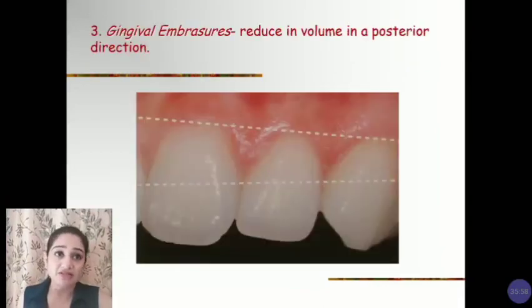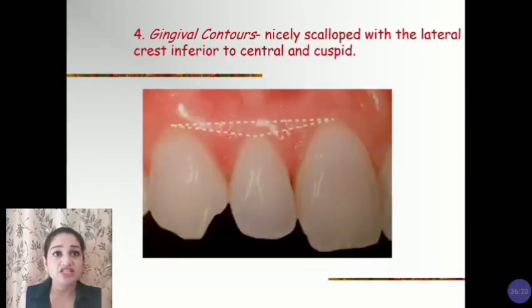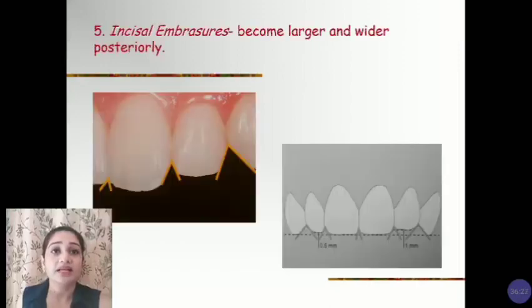Coming to gingival embrasures, they reduce in volume in a posterior direction. As we go from anterior to posterior, the embrasure size decreases. So always remember to reproduce these aesthetic considerations into the final prosthesis, be it laminate or any kind of crown. The gingival contours are nicely scalloped with the lateral crest inferior to central and cuspid. The incisal embrasures become larger and wider posteriorly.